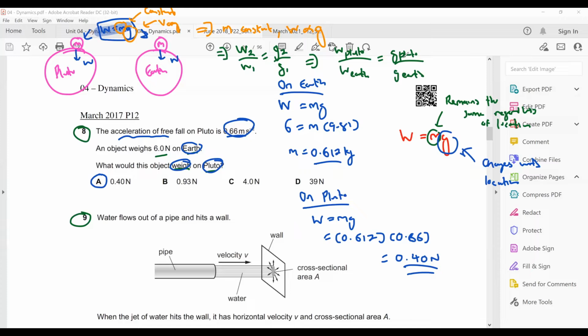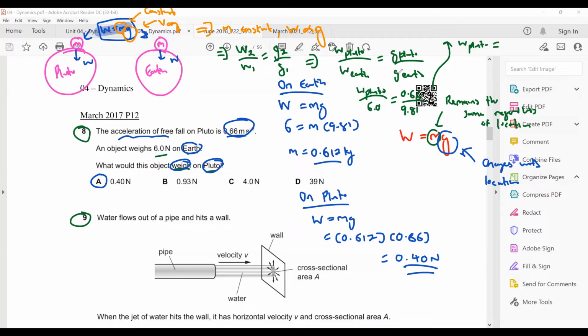So right now, I want to find the weight on Pluto. I know the weight on Earth is 6.0. The g of Pluto is 0.66. The g of Earth is 9.81. The weight of the object on Pluto will just be the same answer. You will get back the same answer. Oh, sorry, it's not 0.60. This is 0.66.